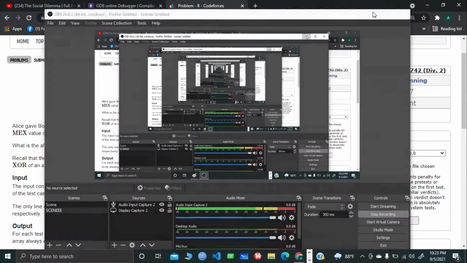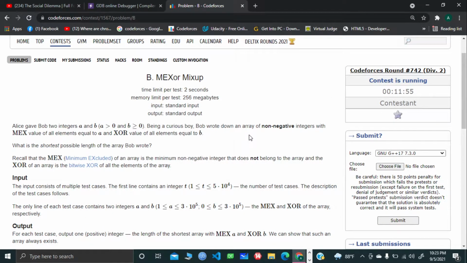Hello and welcome everyone. I'll be explaining this problem, Codeforces Round 742 Div 2, problem B, MEXor Mix Up. Basically, you're going to be given two integers, a and b. A will always be positive, b could be greater than or equal to 0. So the difference between a and b is that b can be greater than or equal to 0 and a is always greater than 0.